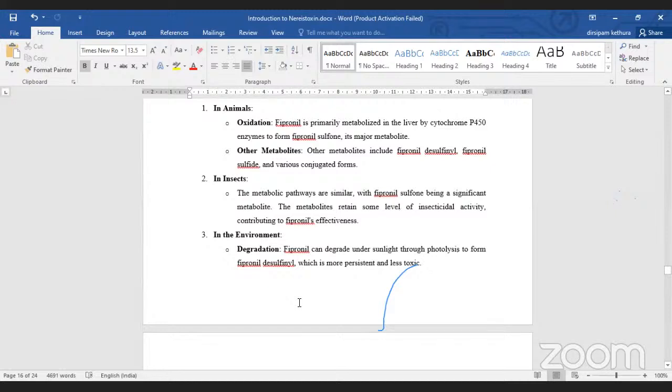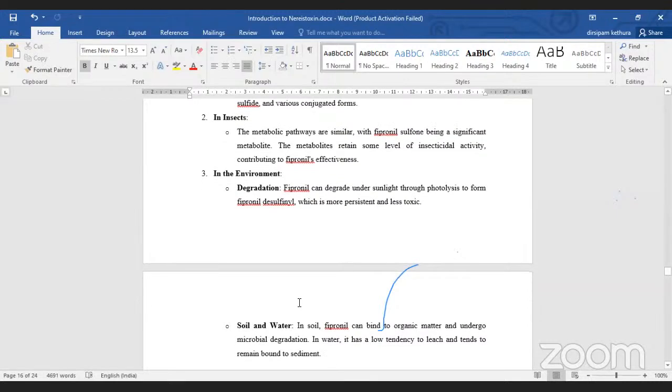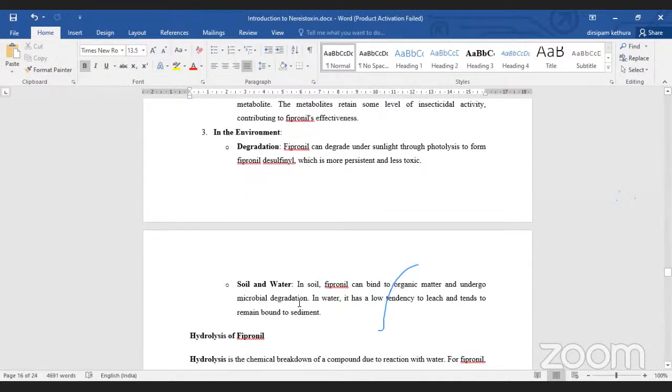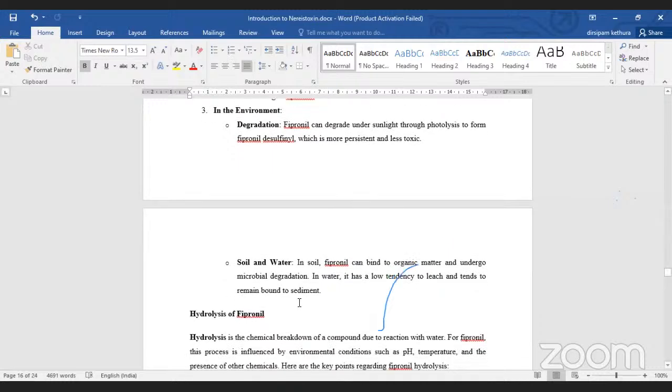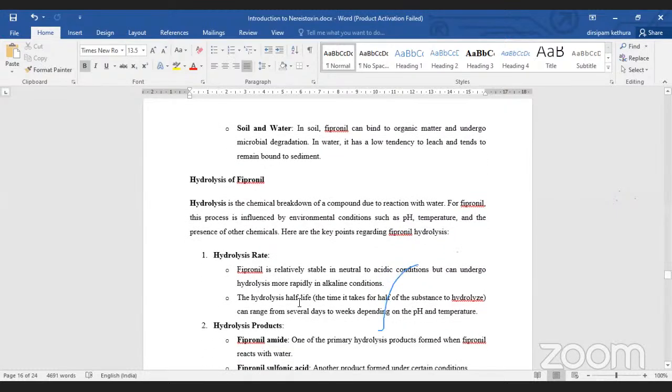And in insects, there are several metabolic pathways which are similar, with fipronil sulfone being a significant metabolite. The metabolites retain some level of insecticidal activity and contribute to fipronil's effectiveness. Whereas in the environment, fipronil can degrade under sunlight through photolysis to form fipronil disulfinyl, which is more persistent and less toxic. In soil, fipronil can bind to organic matter and undergo microbial degradation. And in water, it has a low tendency to leach and tends to remain bound to sediment.